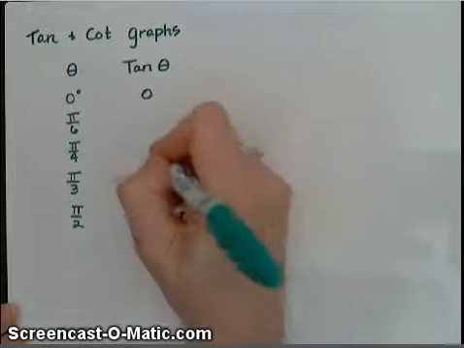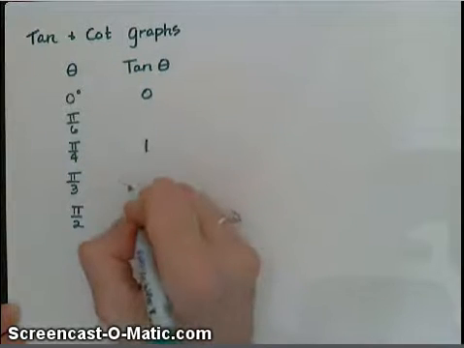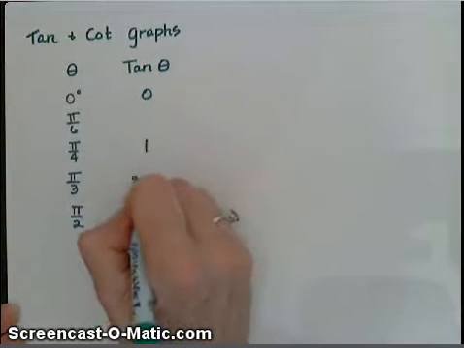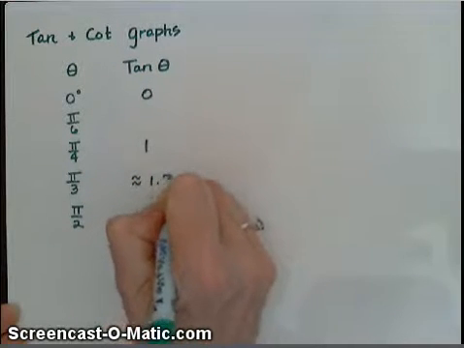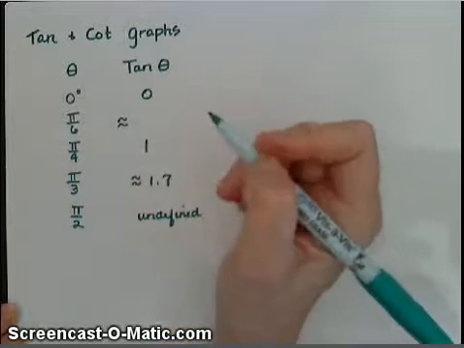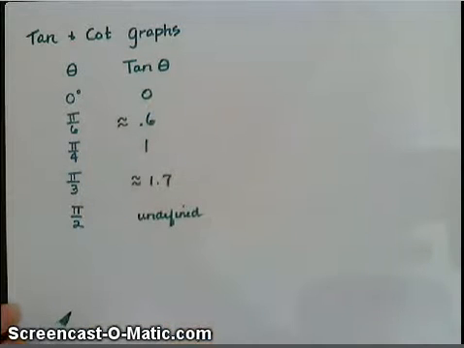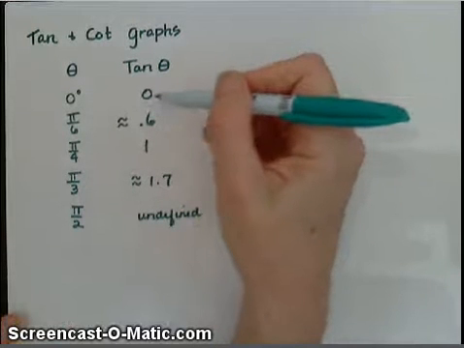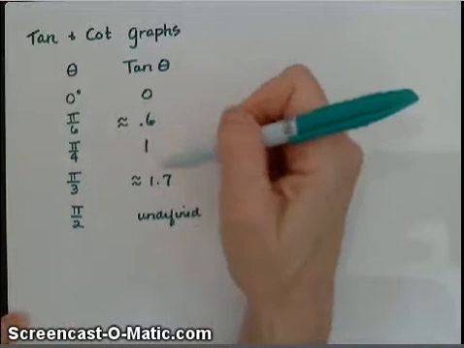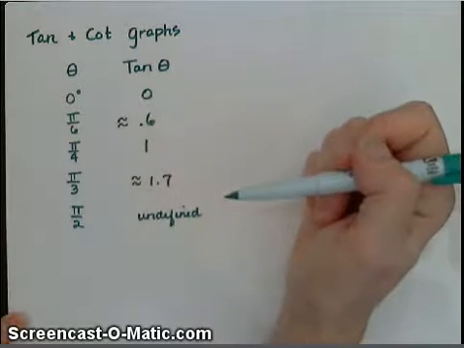The tangent of 45 is 1. The tangent of pi over 3 is the square root of 3, which is approximately 1.7. And the tangent of pi over 6 is the square root of 3 over 3, which I'm just going to put approximately 0.6. So basically what happens is that the tangent in the first quadrant goes from 0 up, up, up, and then somehow it gets to undefined.